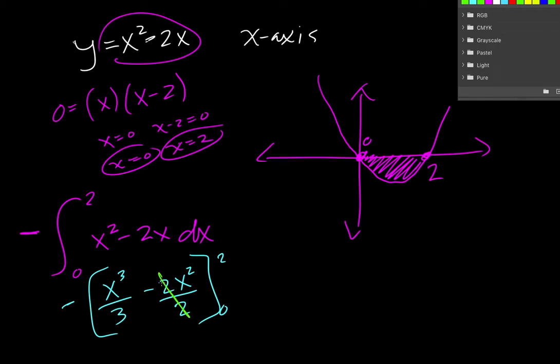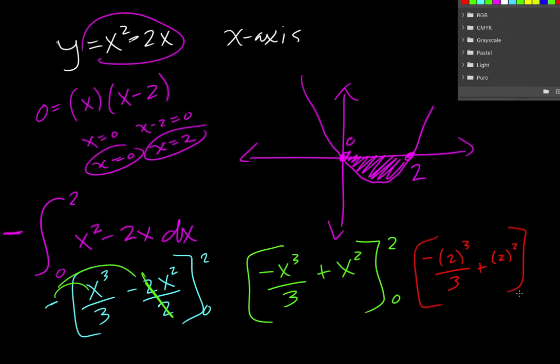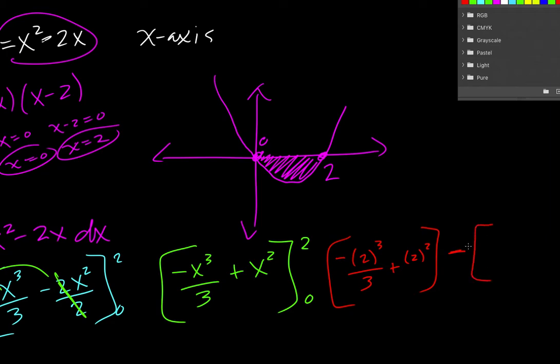So I want to do a couple things. I want to cancel this, and then I want to distribute my negative. Okay, now if I plug in a 2, I get negative, and then 2 cubed over 3 plus 2 squared. And then we subtract that and plug in zeros. If I plug in a 0 here, it goes away. Plug in a 0 here, it goes away. 0 plus 0 is just 0. So really, none of this matters on this problem.